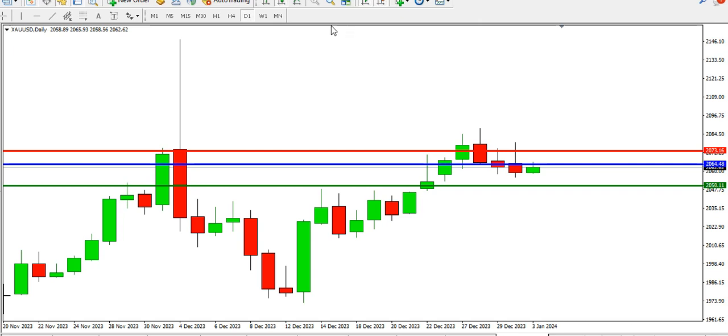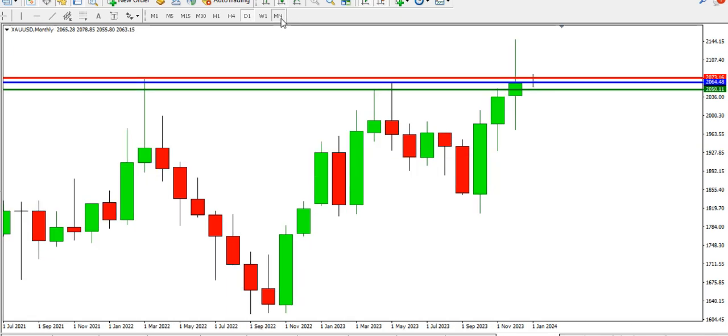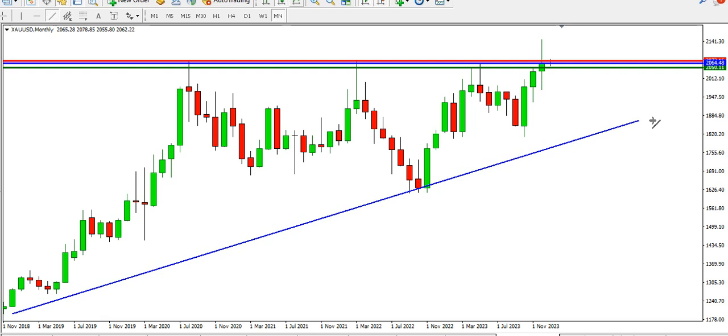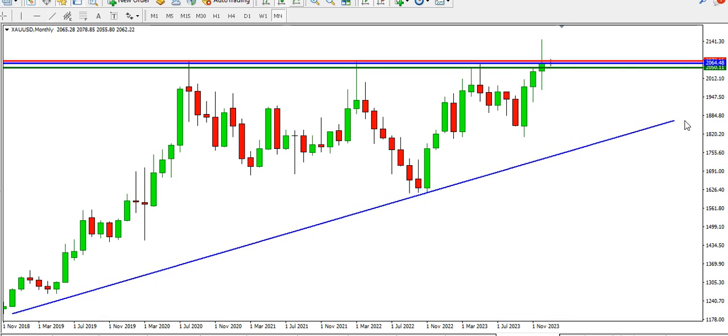We're going to take a look at the monthly time frame first of all to see what has happened with the price of gold on the monthly time frame. On the monthly time frame, we can see that price of gold is currently bullish in the sense that we have price giving us a low, high, higher low, higher high, higher low, higher high. So we still expect price of gold to continue to go up.